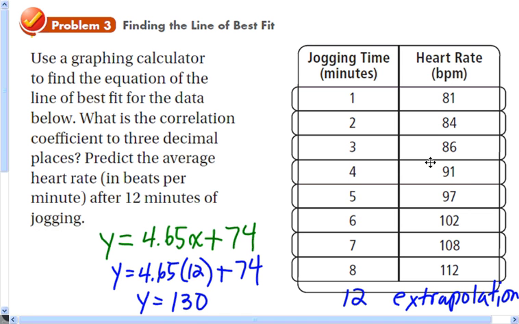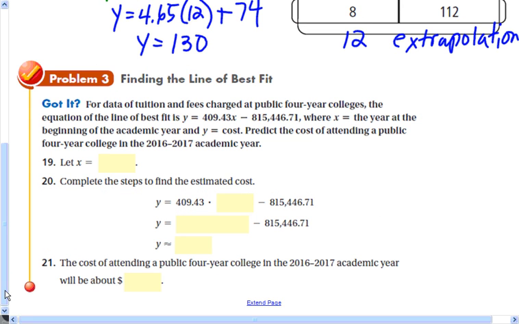All right. So this just has us finding, we're already given the equation, and we just need to use that equation to make a prediction. So x is equal to the year at the beginning of the academic year. So that is 2016. So let's put that there. So we're going to do times 2016. And we're going to use our calculator for that.